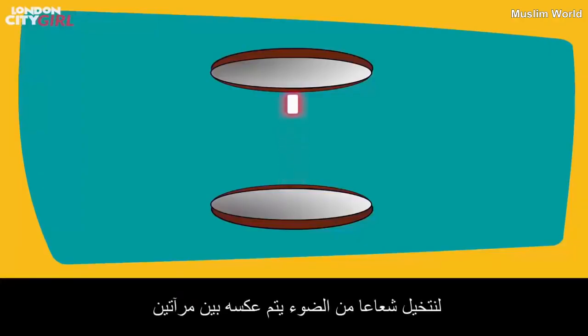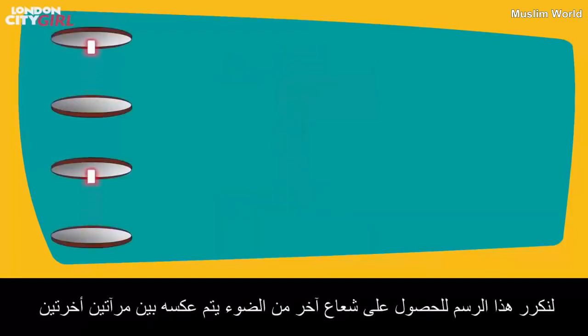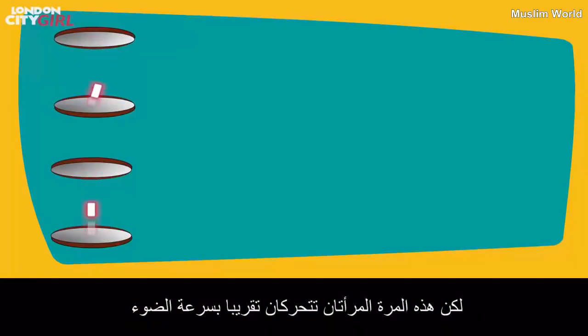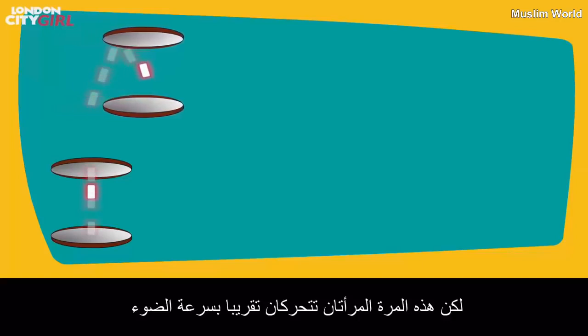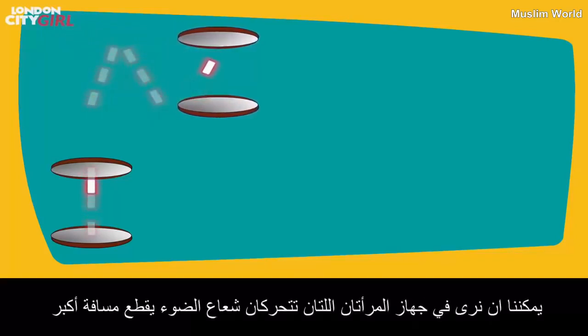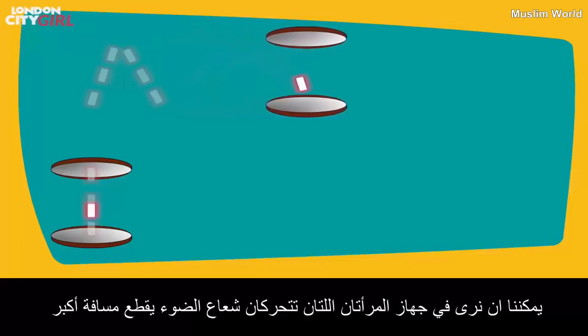So, let's imagine a beam of light being reflected between two mirrors. Let's replicate this setup so we have another beam of light being reflected between another set of mirrors, but this time, the mirrors are moving close to the speed of light. We can see in the moving set of mirrors that the beam of light is moving a greater distance.